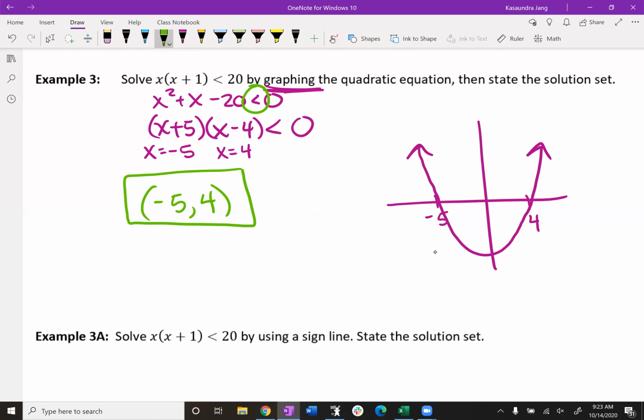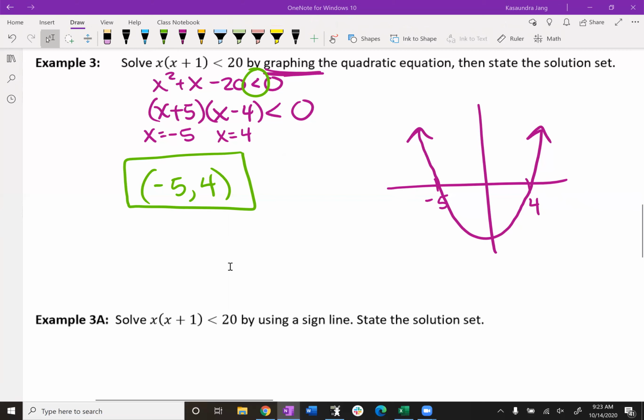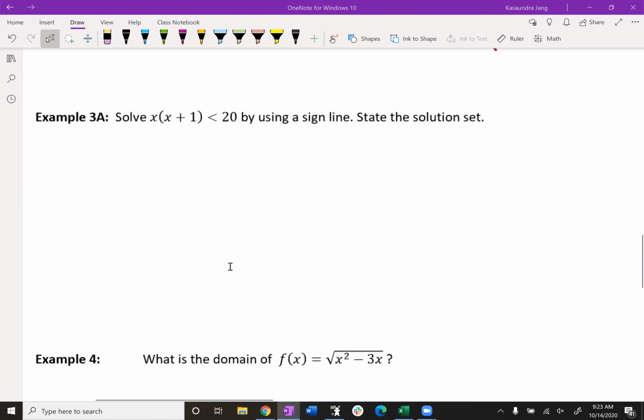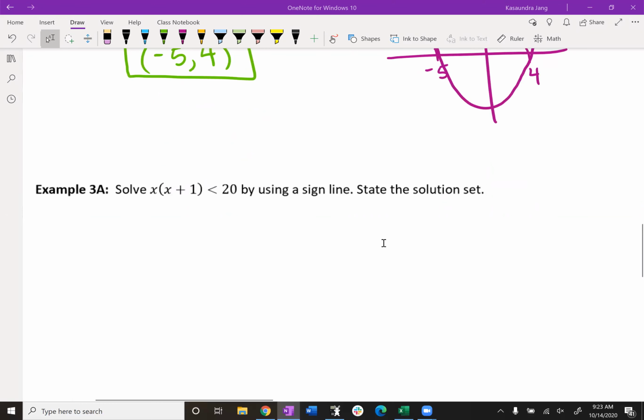Sometimes people look at that and they're like, oh, that's an xy point, right? No, that is an interval from some x value to another x value. So from -5 to 4. All right, so you guys should get the same answer on this one. I'm gonna give you guys a sec to do this by the sign line. It's the same inequality, you're just gonna do the sign line. You probably should get the same answer, just in a different way.